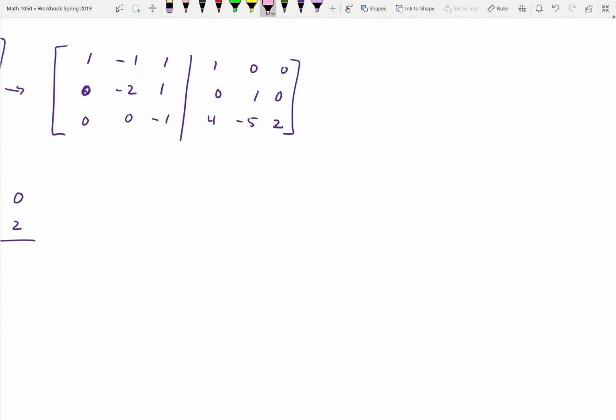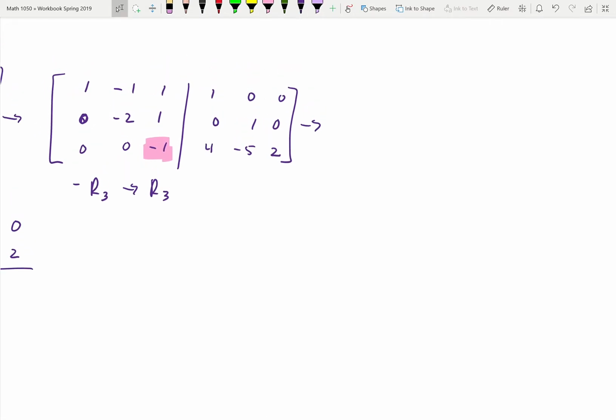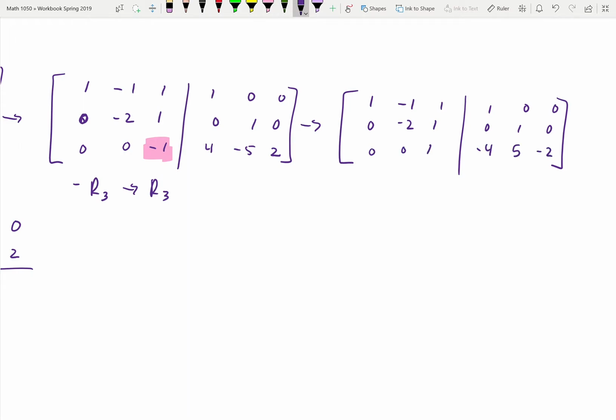Okay, the next thing I need is a 1 right there, and that's going to be easy because I can just change the sign. So a negative times row 3 becomes my new row 3. That's how you write up, change the sign. Okay, so row 1 doesn't change. Row 2 doesn't change. Change the sign to row 3, 0, 0, 1, -4, +5, -2.